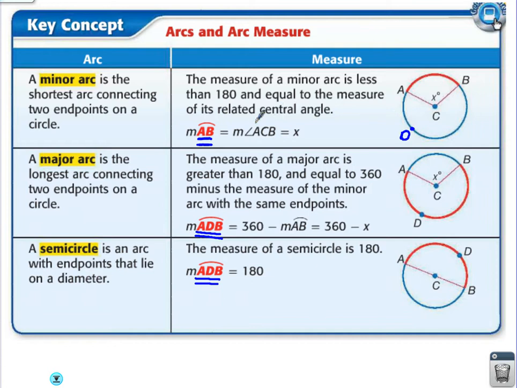And equal to the measure of its related central angle. Same thing here. The measure of a major arc is greater than 180 and equals 360 minus the measure of its central angle here. Or here's how to remember, guys. If you're wanting the measure of an arc, if this angle here is 90 degrees, then this arc is 90 degrees. That's what it's telling you.